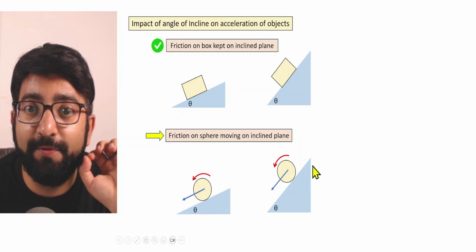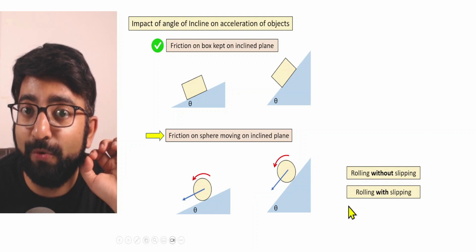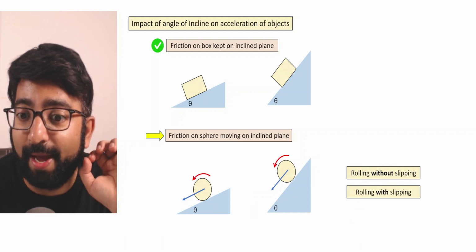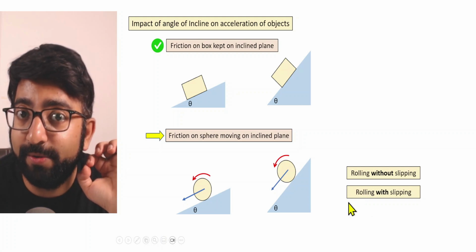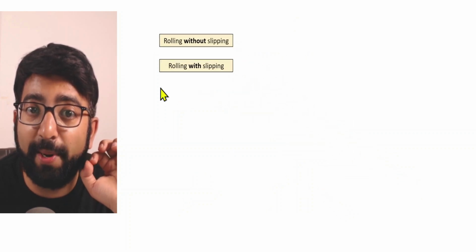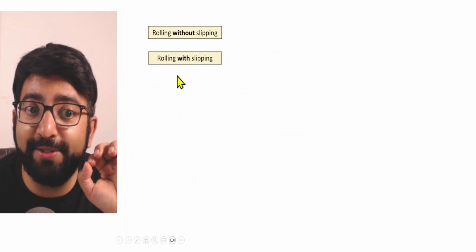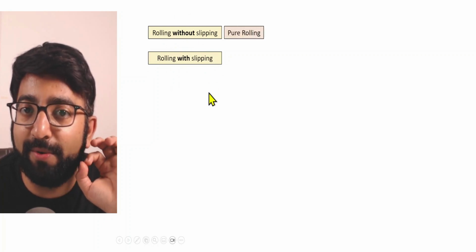Now, there are two terms which we need to understand in a lot of detail: rolling without slipping and rolling with slipping. Because in exam questions, these terms will be used extensively. And depending on the case, the approach to solving questions will differ. So let's start. What is meant by rolling without slipping and what is rolling with slipping? Rolling without slipping is nothing but pure rolling.